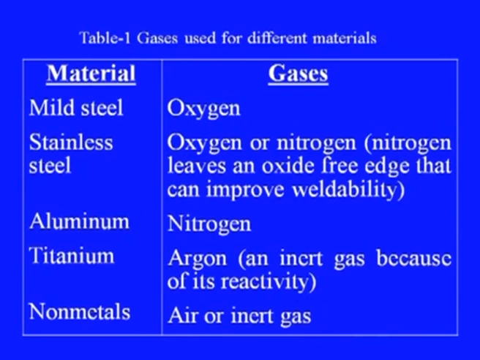Similarly, for aluminum also nitrogen is used as an assist gas. For titanium machining, on the other hand, argon gas is used as an assist gas. For non-metals, generally air or any inert gas like argon is used as assist gas. The schematics are shown in these figures.